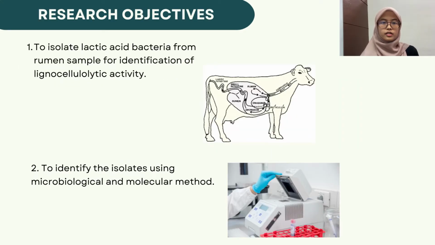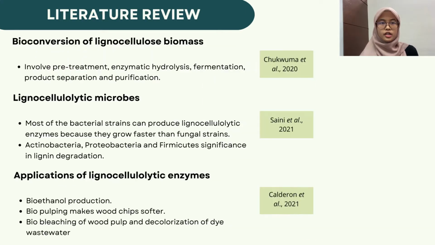First, to isolate lactic acid bacteria from rumen sample for identification of lignocellulolytic activity. And second, to identify the isolates using microbiological and molecular methods, which is PCR. Regarding Chukwuma et al. 2020, bioconversion of lignocellulose biomass involves pre-treatment, enzymatic hydrolysis, fermentation, product separation and purification. Since bacterial strains grow faster than fungal strains, they have the ability to produce lignocellulolytic enzymes.